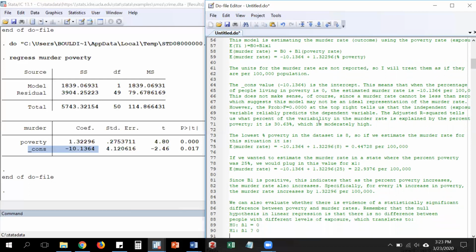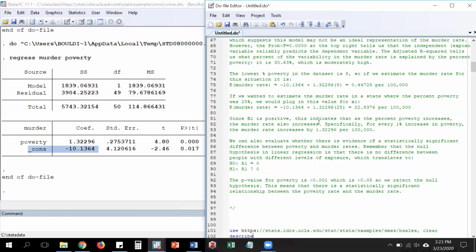The other nice thing about these regression models is you can actually plug in values. So let's say, for example, you want to know what the murder rate in our state might look like if our poverty rate were 25%. You can just plug that 25 in as the X value. So multiply 25 by the poverty coefficient, this 1.32, subtract off our intercept of negative 10. And then we'd estimate our murder rate would be about 23 per 100,000 people.